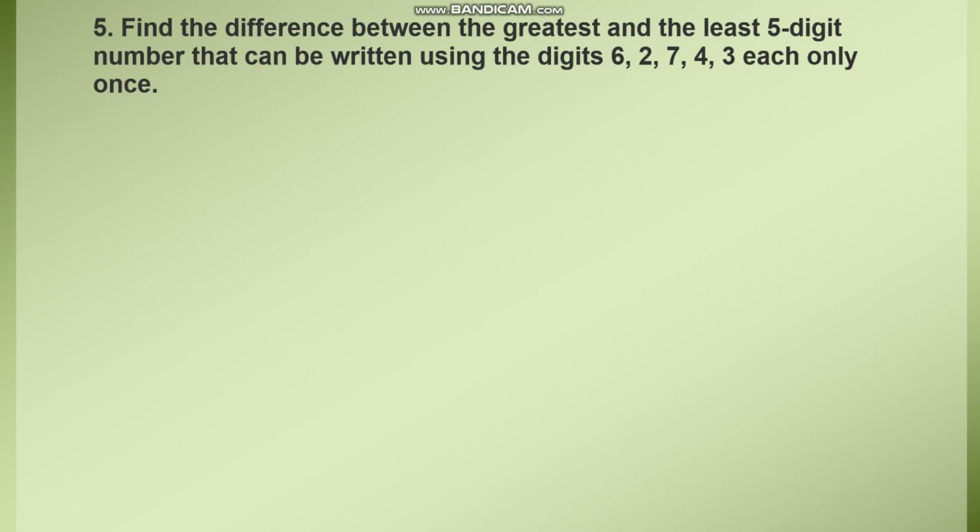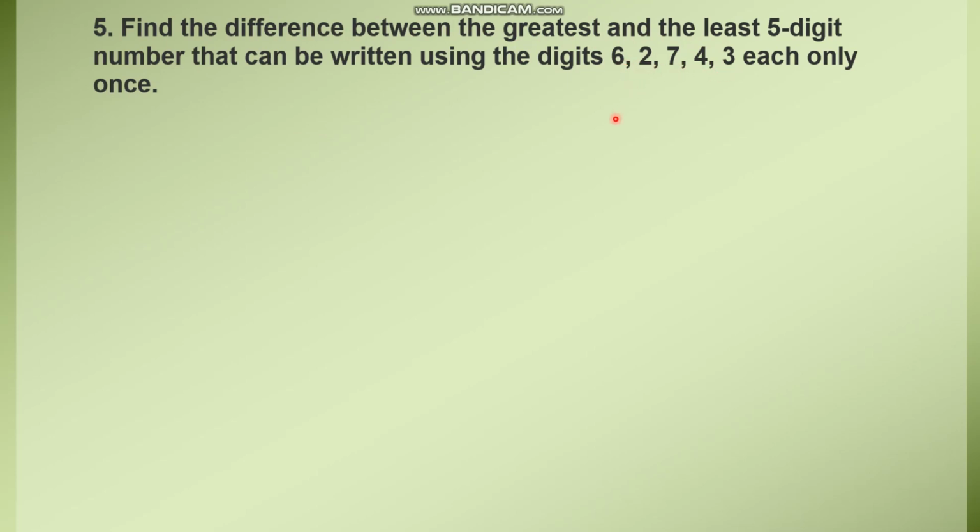In the beginning of this chapter, we learned how to form a number by using the given digits, and how to form the greatest number and the least number using the given digits, isn't it? So the application of that is coming here. You can apply that knowledge here. You have to find the greatest 5-digit number and the smallest 5-digit number using these digits.